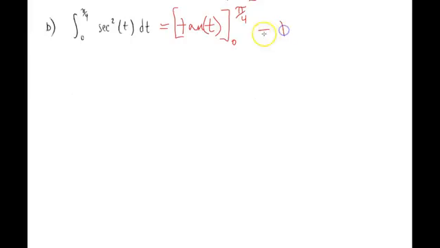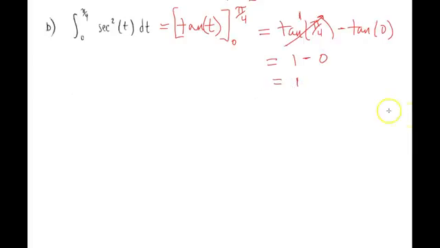And of course, this would be tangent of pi over 4 minus tangent of 0, radians. And so if you remember, for tangent, pi over 4 is like 45 degrees, and tangent of pi over 4 is just 1. And tangent of 0 is just 0. So our answer here is just 1 square unit.